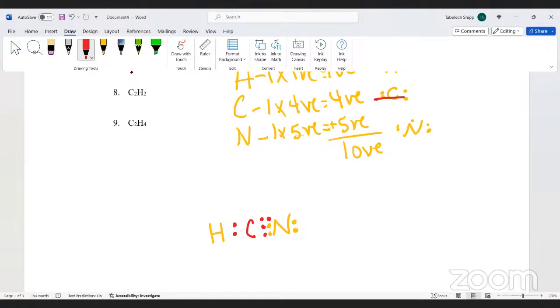So now you still have 8 around nitrogen: 2, 4, 6, 8. And now carbon says, well, I have 8 as well: 2, 4, 6, and then the 8 over here between hydrogen and carbon. So all you have to do is redraw this picture by replacing the pairs of electrons with the dashes. And now here's your image.